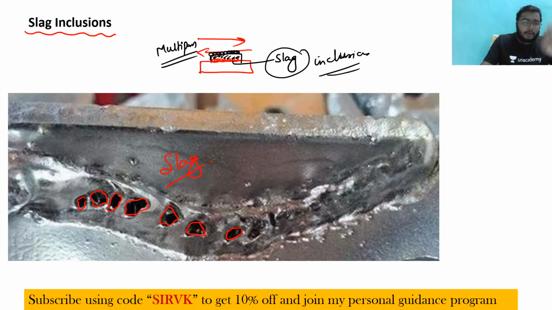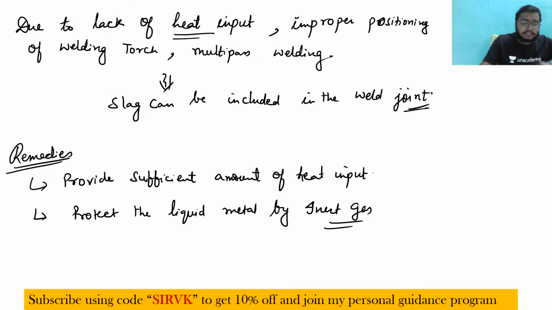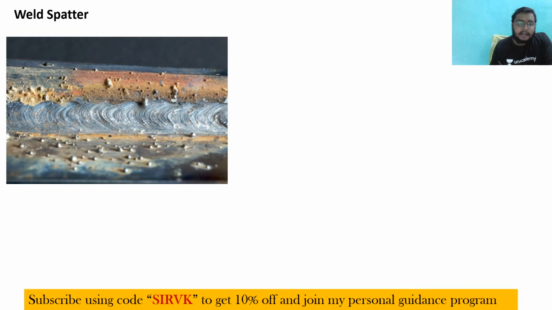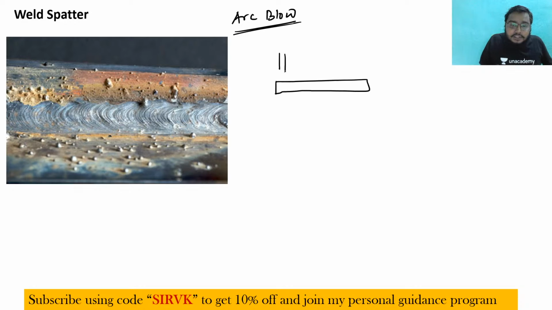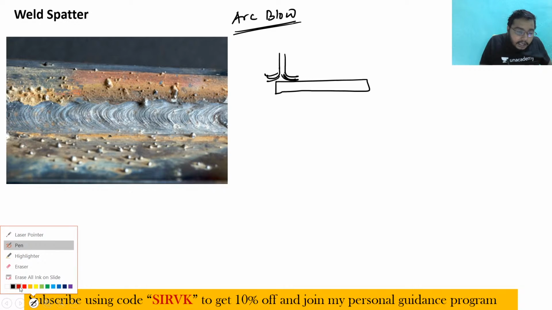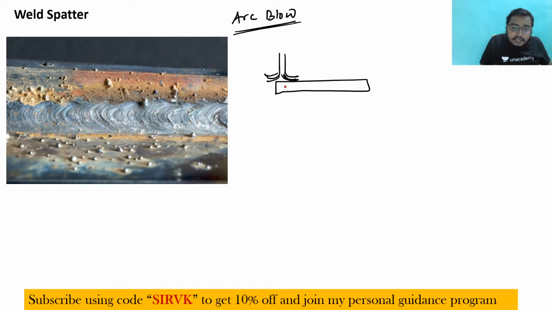Okay, so this was all about slag inclusion. Let's talk about weld spatter. What is weld spatter? I don't know how many of you have watched my video on arc blow. In that, I told you what happens due to the blowing of the arc. This is a workpiece, and this is the electrode. What happens is it blows outside and forms some kind of spatter, with small, small spatter forming. And this is all about the spatter.